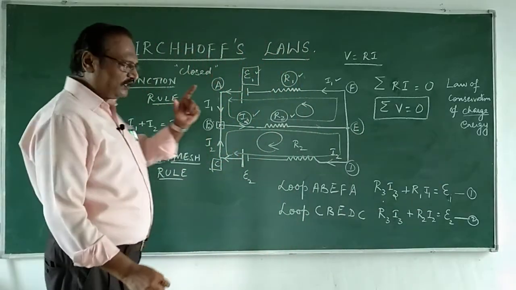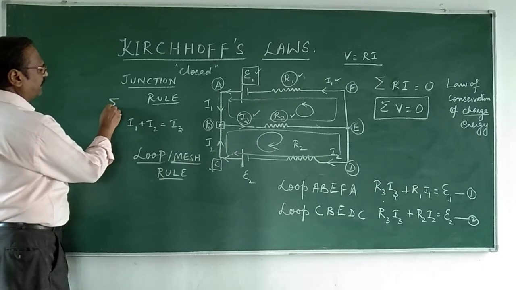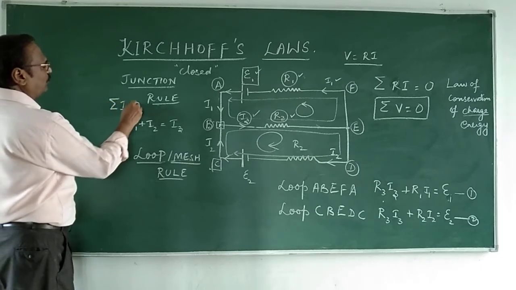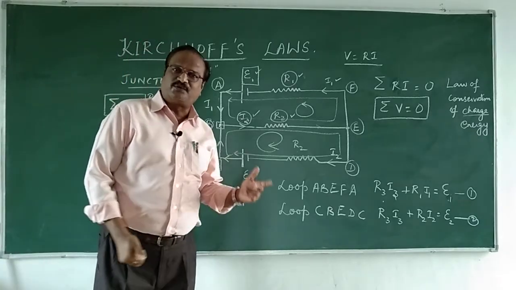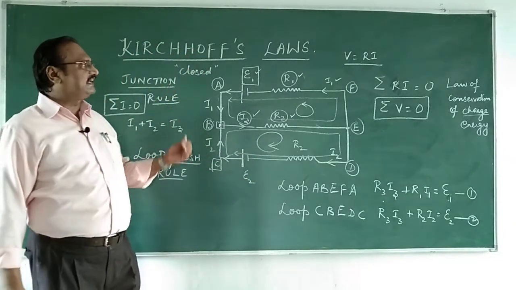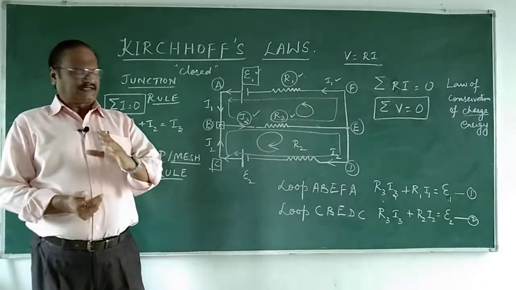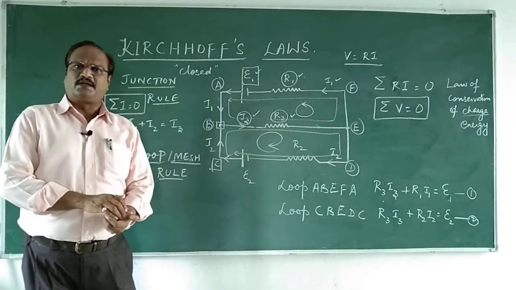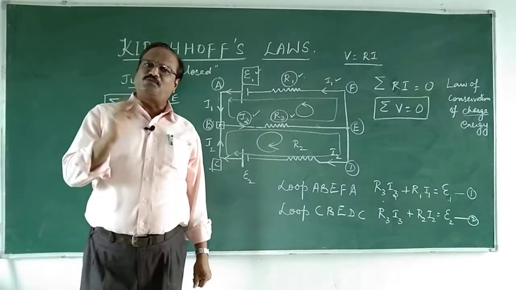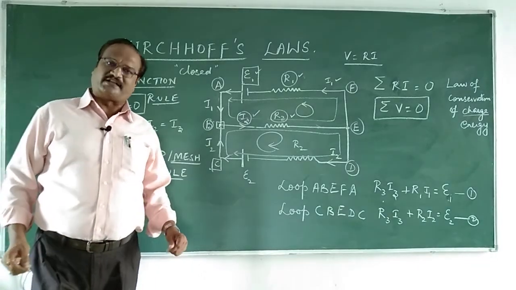The first rule says the sum of the incoming currents is equal to the sum of the outgoing currents. You can write the sum of the currents is equal to 0. What sum? Algebraic sum, positive or negative, has to be correctly considered, and then you will be able to do this. Remember, without doing a numerical, you cannot understand Kirchhoff's law. In the next video, I will do a numerical, and then I hope you will be able to understand much better. Thank you.